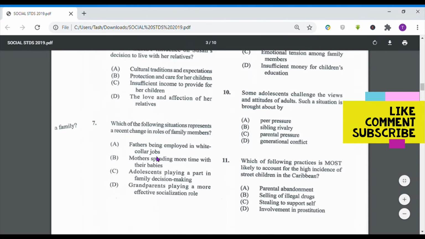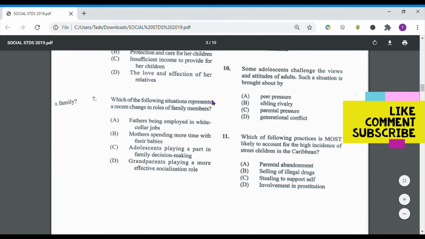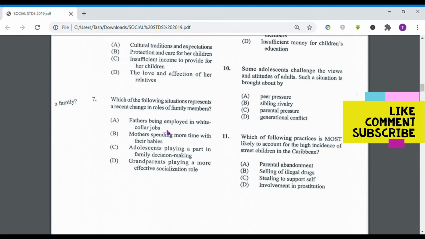Number 7, which of the following situations represents a recent change in roles of family members? Fathers being employed in white-collar jobs, that was always happening. Mothers spending more time with their babies, that was also happening. Adolescents playing a part in family decision making. Yes, this one is very recent. Grandparents were always playing an effective role at socialization as well. So for number 7, your answer would have been letter C.